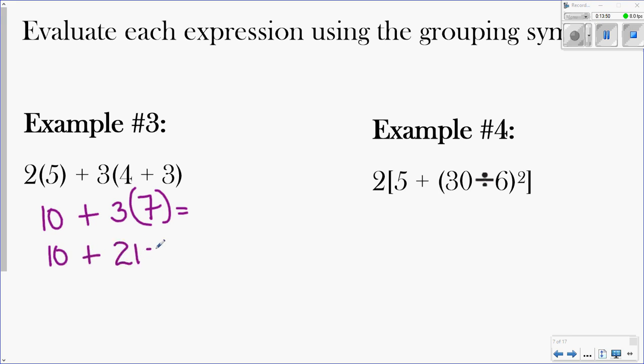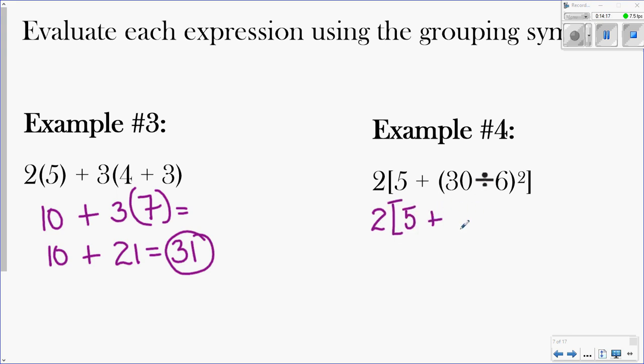Gives me 21, and then I'll get 31. All right, so we got a parentheses within a parentheses. So now, PEMDAS, we're going to work with what's inside. So I'm going to work with this because I need to do this first, parentheses, and then I need to do the exponent. So I'm just going to bring down what's already there.